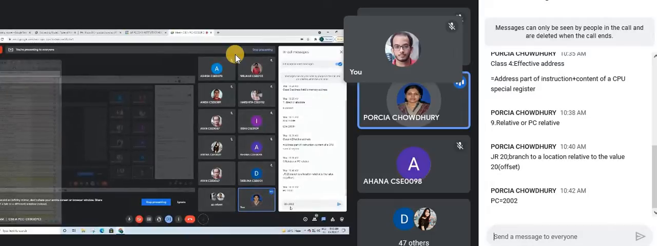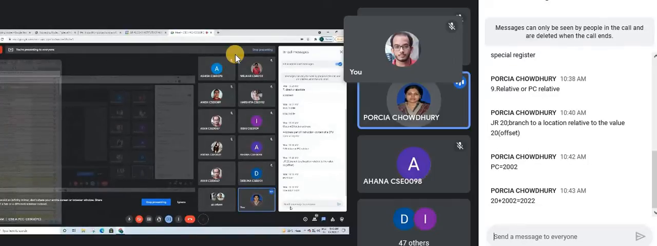2002 is equals to 2022. Okay, so again, in case of class 4, we don't have direct effective address. How do you have to calculate effective address? Address part of instruction plus content of a CPU special register.